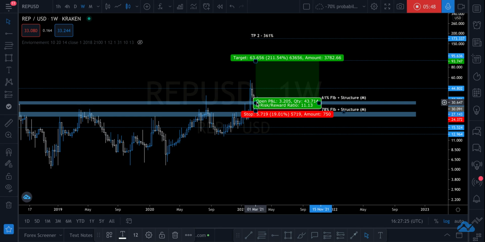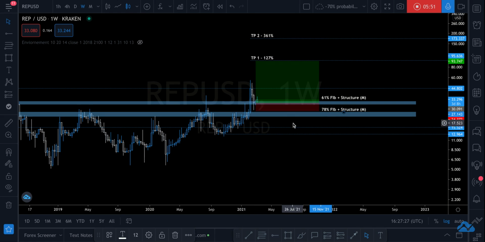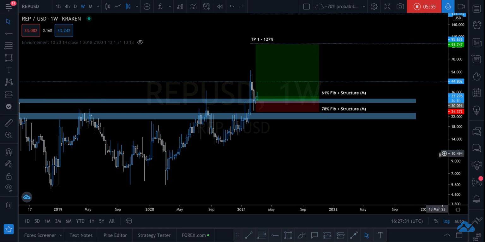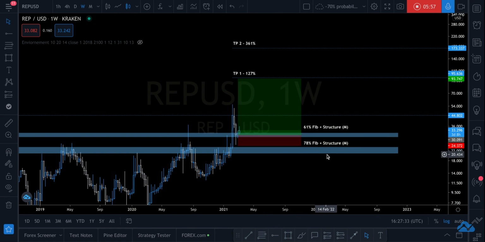And if we don't respect this as support, the next critical area of structure that we're going to be testing is going to be this 78% zone. So the 78 fib. Anyways, guys, when we actually come up towards this take profit area, all we're going to be doing is assessing the charts. So we're not going to be predictive.